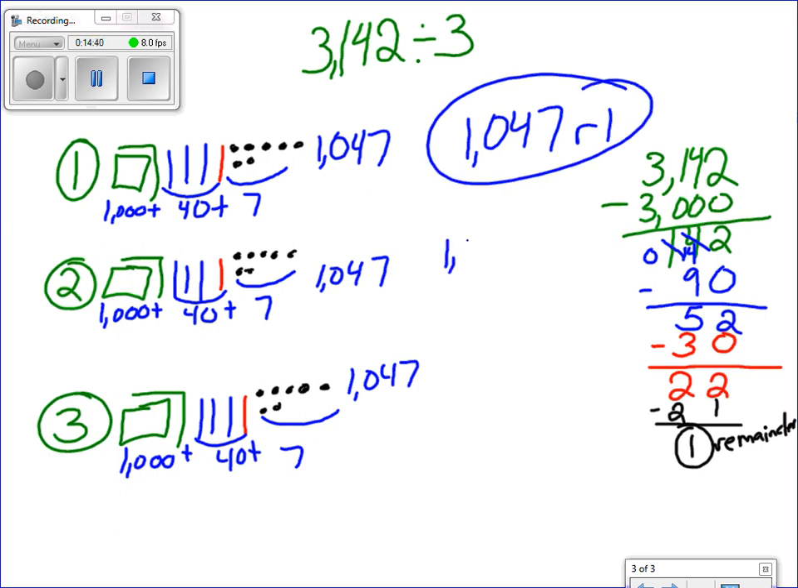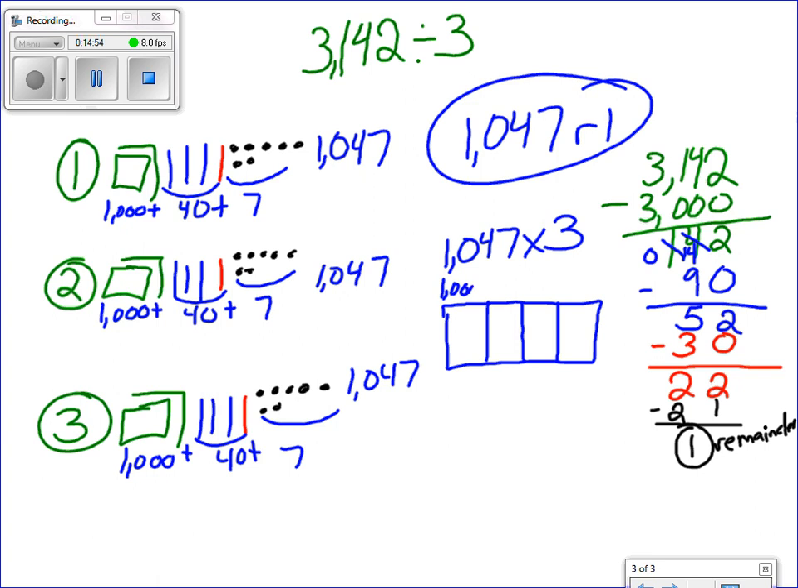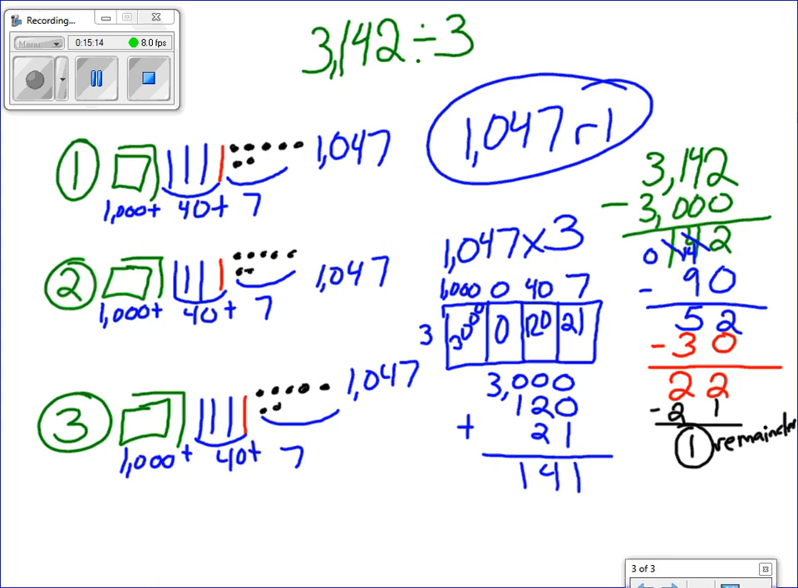So I'm going to take 1,047 and I'm going to multiply it by 3 because I have 3 groups. I'm dividing by 3. They do not know they're 1,047, so we are going to have to use the box method to check. And remember just to add up those numbers inside the boxes, line up your place values. Don't forget to add your remainder in, which in this case is 1, so I'm going to add 1 in.